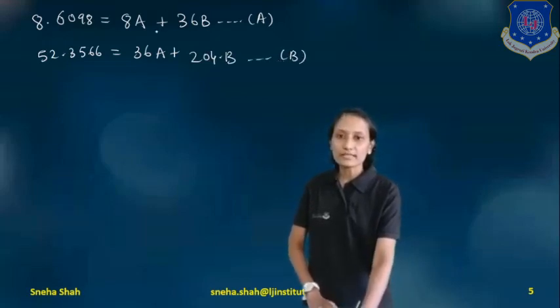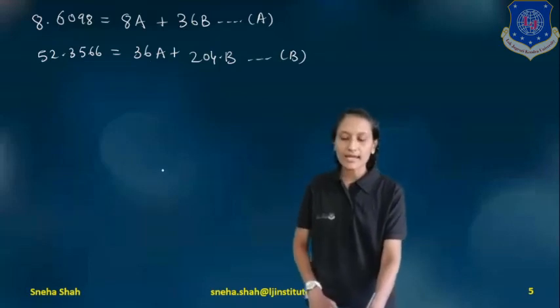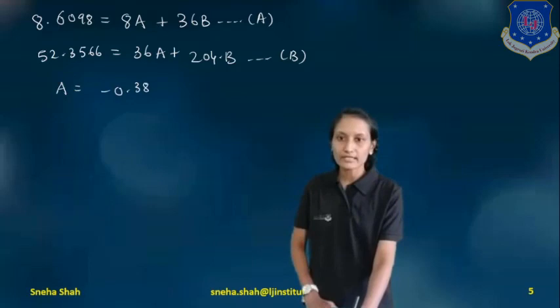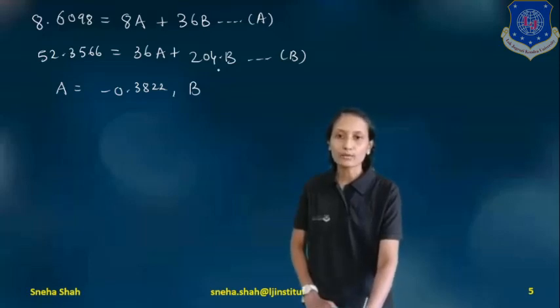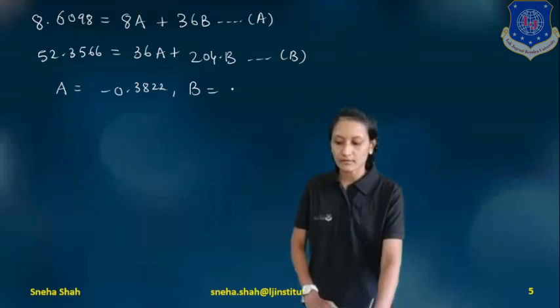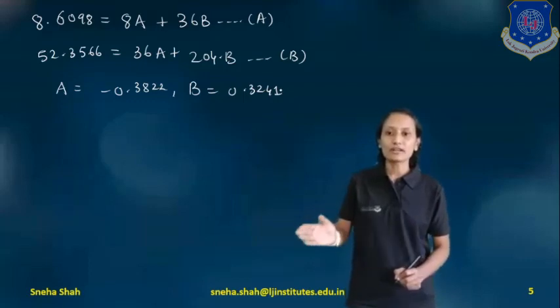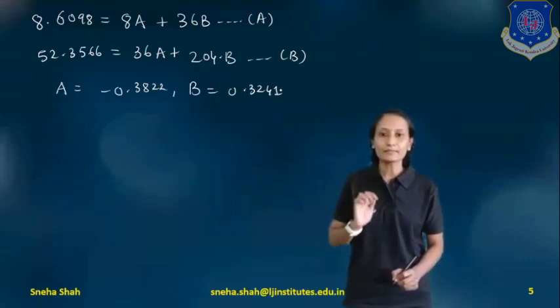Now if we solve these two equations, a and b, the value of a equals minus 0.3822. Similarly, we will find the value of b. Putting this value in this equation, we can find out the value of b. The value of b equals 0.3241. So this way we can find out the values of the constants capital A and capital B.